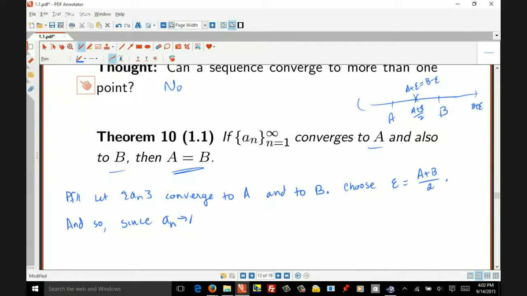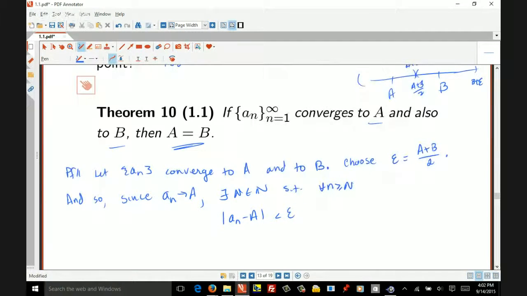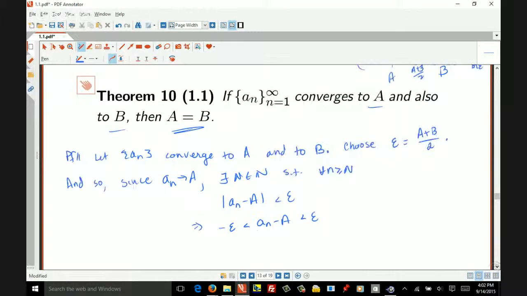Since a_n converges to A, there exists an N in the naturals such that for all n greater than or equal to that capital N, I have |a_n minus A| is less than epsilon. Well, that means that minus epsilon is less than a_n minus A is less than epsilon. Add A to both sides, and what do we have?